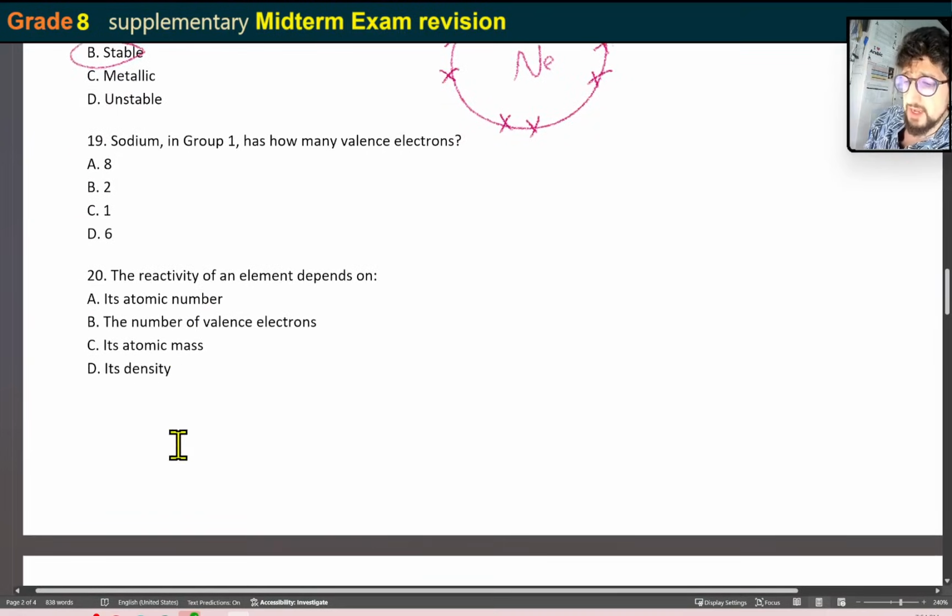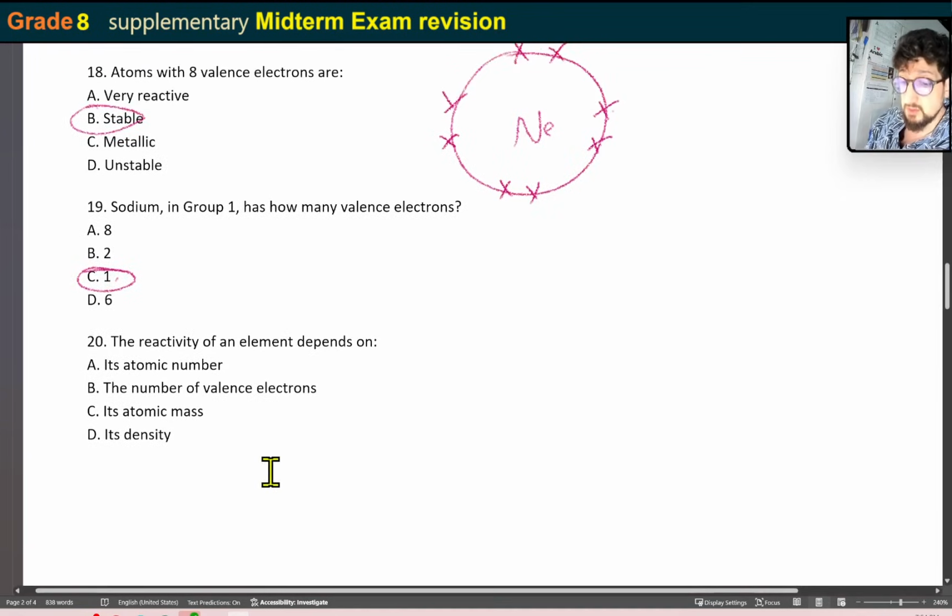Sodium in group 1 has how many valence electrons? It has 1. It's in group 1, so it has 1. So does potassium, so does rubidium, so does cesium. The list is long. Well, no, it's not very long. There's 7 of them.